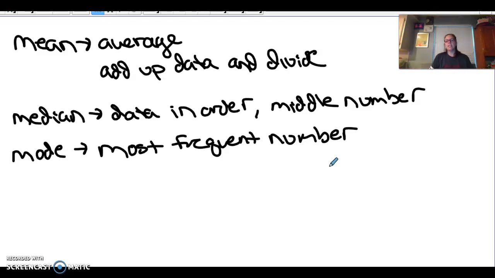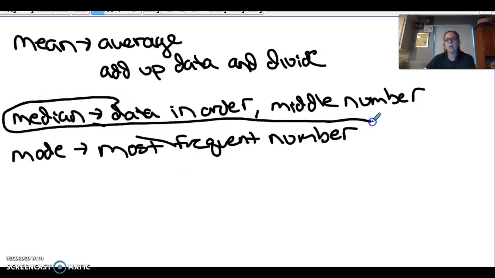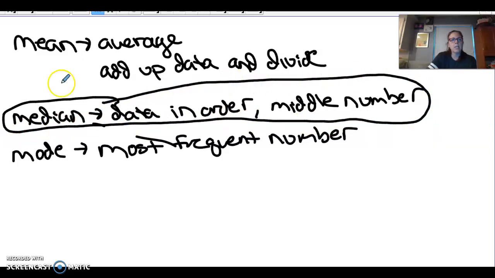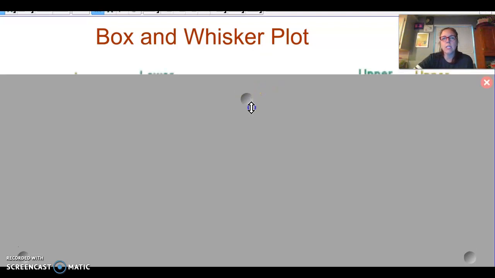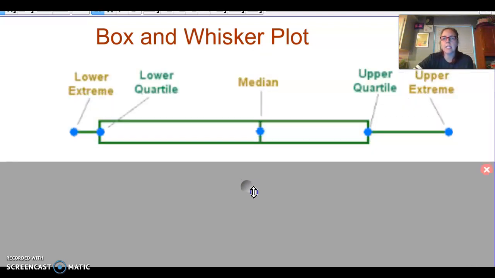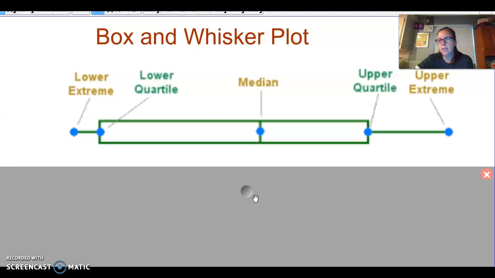But today, all you need to know how to do for the box and whisker plot that we're going to do is how to find the median. So, box and whisker plot. I'm going to have you write that down. Remember, you can always pause the video, and you need to draw this. Yes, you have to draw it, so you know what it's supposed to look like.